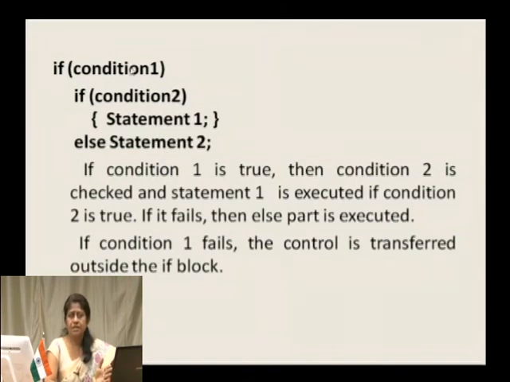Suppose condition 1 itself becomes false, then what happens? It simply comes out of the if block, that is the control would be transferred out of the if block.